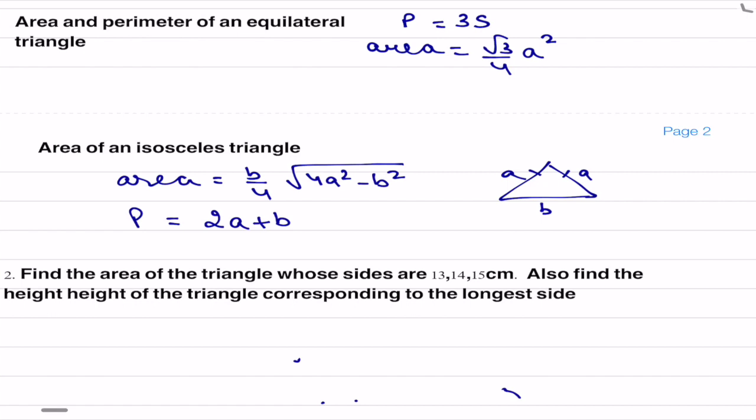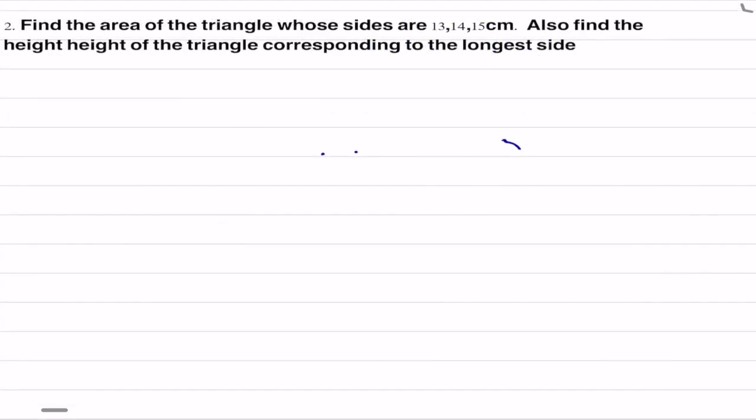Now let's start with the questions. So I am taking the first question, which is based on Heron's formula. That is a very important and very easy formula. So the question is, find the area of the triangle whose sides are 13, 14 and 15 centimeter. Also find the height of the triangle corresponding to the longest side.